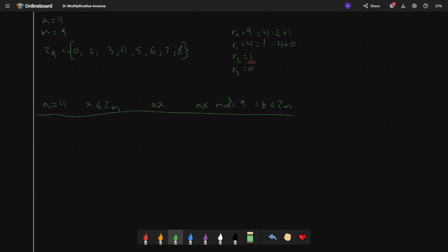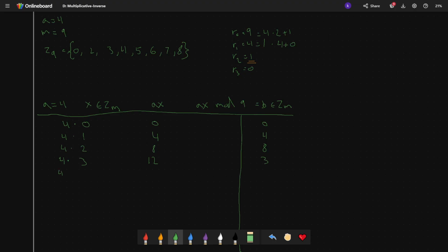So let's do some calculations here. First, we'll of course have 4 multiplied by 0. That'll give us 0. Just going to draw a quick line here. 0 modulo 9 is 0. Then we're going to take 4 multiplied by 1. So of course 4. 4 modulo 9 is equal to 4. We're going to take 4 multiplied by 2, which is 8. 8 modulo 9 is 8. 4 multiplied by 3 is equal to 12. 12 modulo 9 is equal to 3.